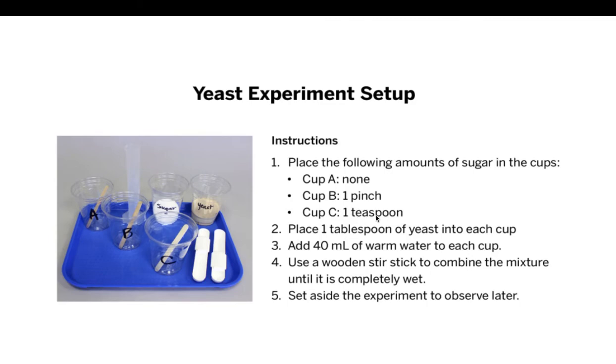So remember, we've got a teaspoon of sugar in cup C and then a tablespoon of yeast in A, B, and C. You're going to stir them just until it's wet. Don't stir them really, really hard. And then set them aside. Now, this is going to take probably about 10-15 minutes in order for this experiment to work its way out. So be sure that you just leave it alone for a second, okay?